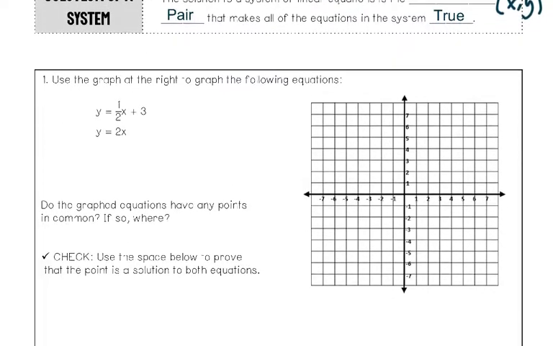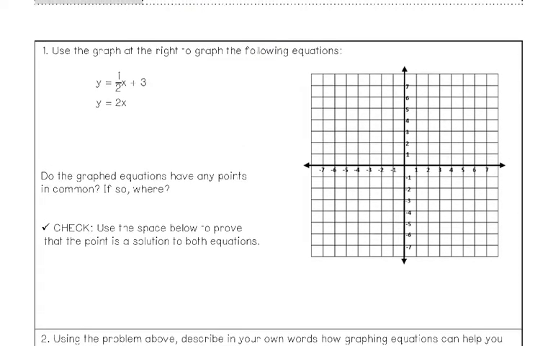Let's jump right into it with question 1. It says, use the graph at the right to graph the following equations. So we're going to start with a blue equation and then this red equation. So the first one's going to be blue. I want to begin at the b, and that's always going to be the number that's by itself. That plus 3 means that there is a y-intercept here at 3.